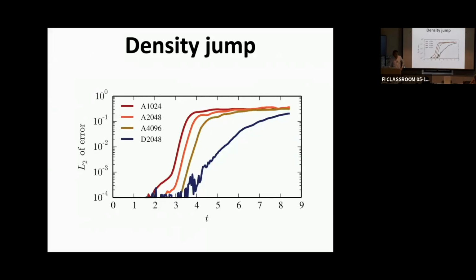Now this is the 4096 calculation. Same story. We went up another factor of 2 to 8192. In all cases, you get the exact same instability. It's just being seeded at lower and lower amplitudes.